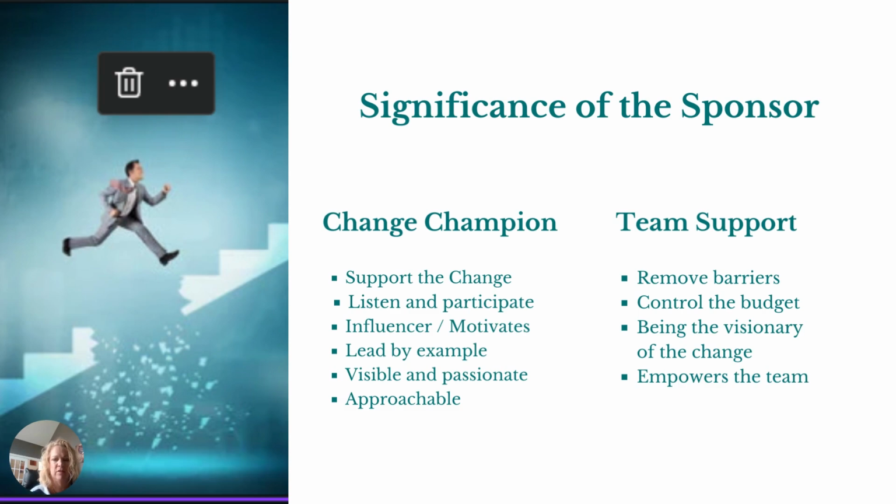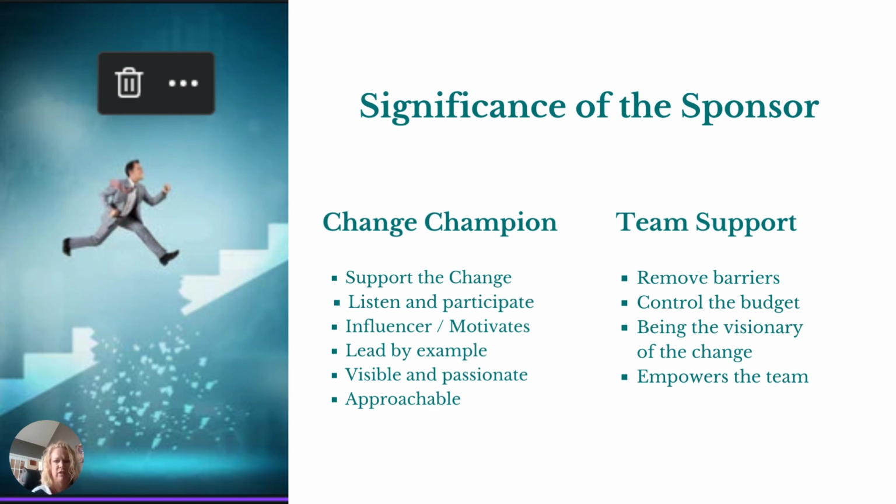All right. So let's deep dive into the sponsor. And I'm calling this one out individually from the rest of them, because the sponsor is the most important role of the change management project. It's the most important, but it can also be the most challenging.